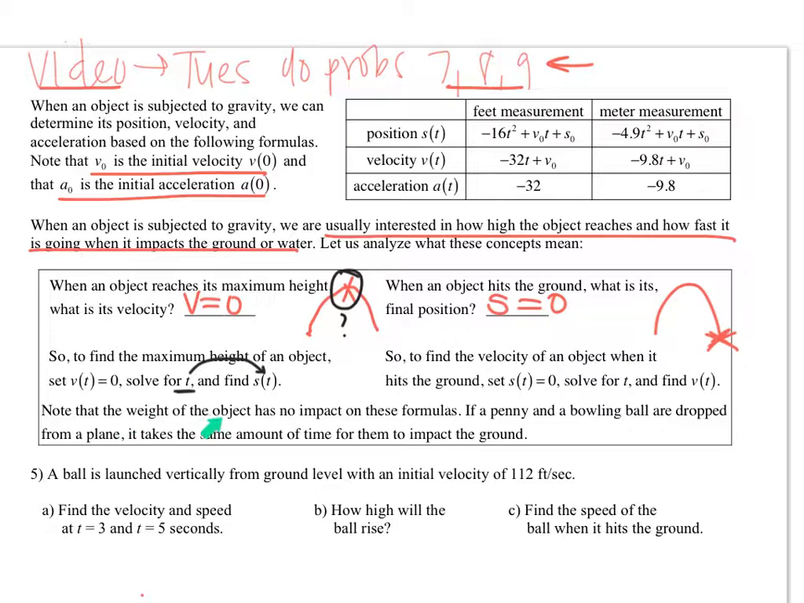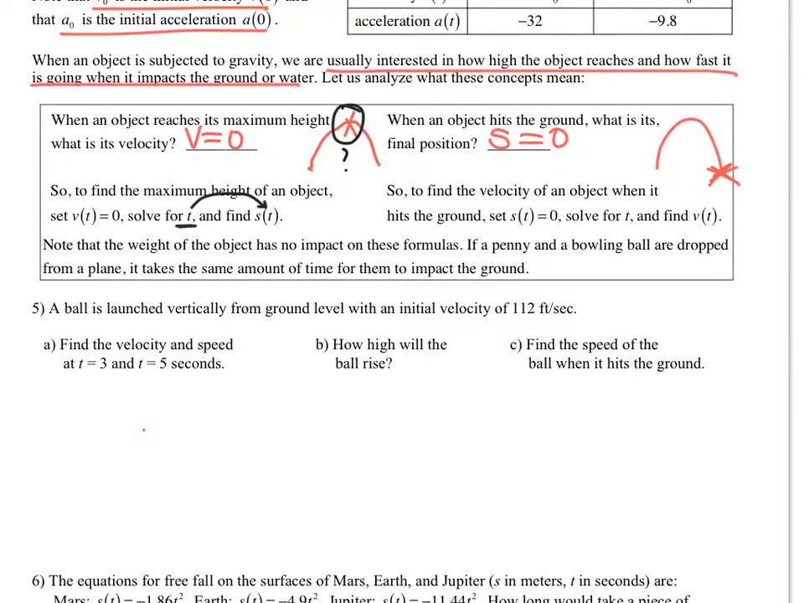Note that the weight of the object has no impact on these formulas. If a penny and a bowling ball are dropped from a plane, it takes the same amount of time for them to impact the ground. So let's take a look at these questions with some examples.